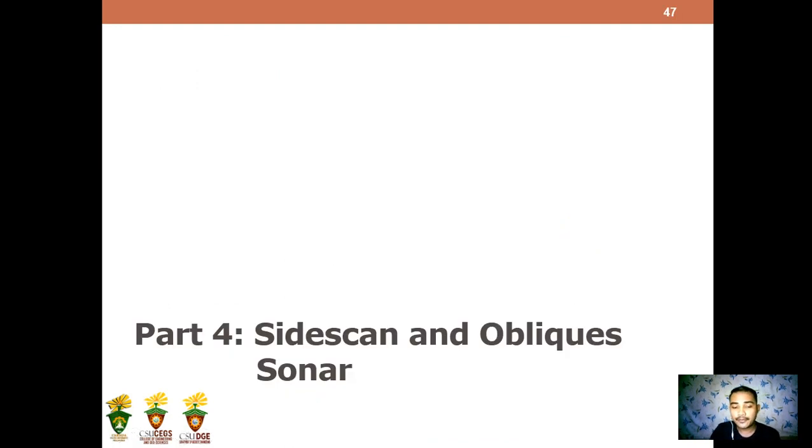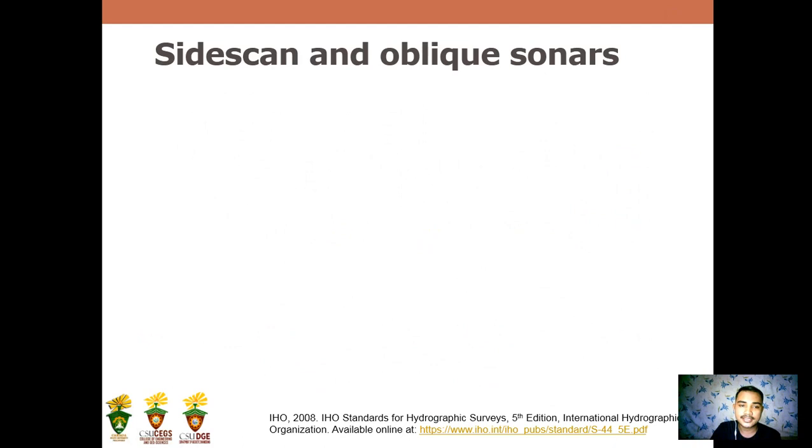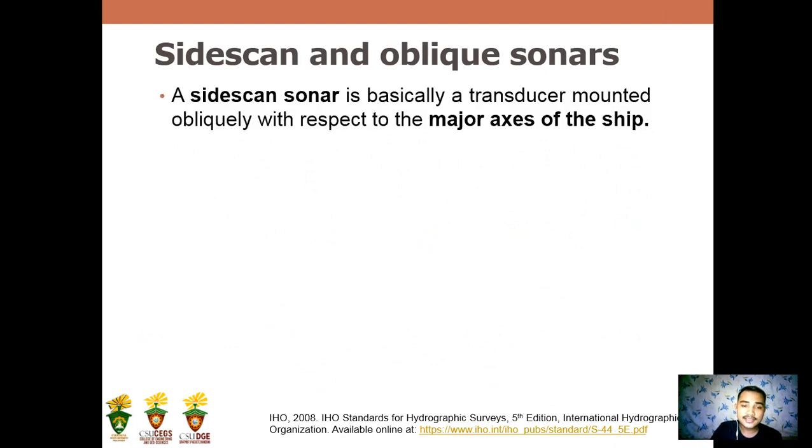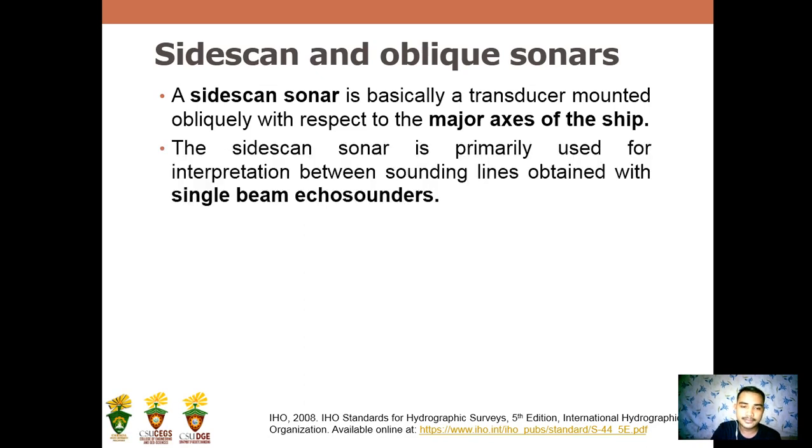So for part 4 is the side scan and oblique sonars. So a side scan sonar is basically a transducer, no? Gi-mount lang obliquely with respect to the major axis of the ship. So from the word itself, side scan, no? So sa pangkilid lang siya, or ang imong transducer is being obliquely attached, no, with respect to the major axis of the ship. So the side scan sonar is primarily used for interpretation between sounding lines obtained with a single beam echo sounder.